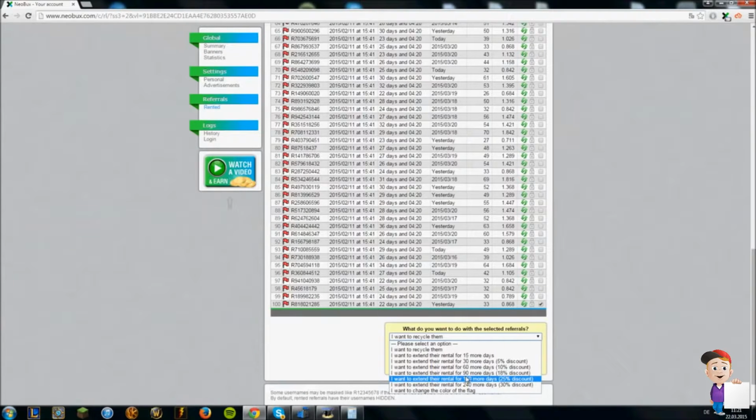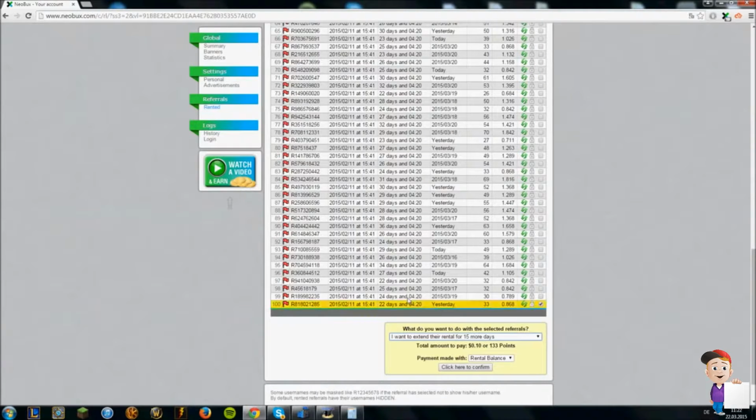So if you have the money and you see your referral is very active and gives you a good profit, you should extend this one for 240 days if you can, because more discount on renting again gives you more profit. As you can see, you can also extend referrals for points.